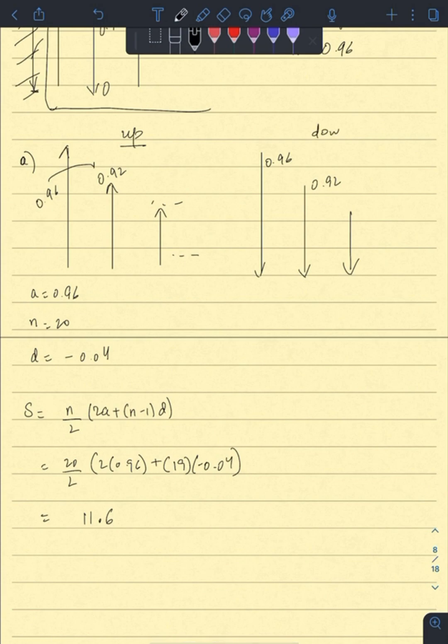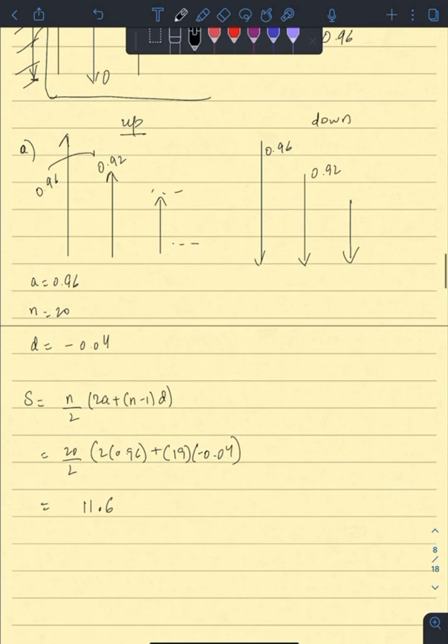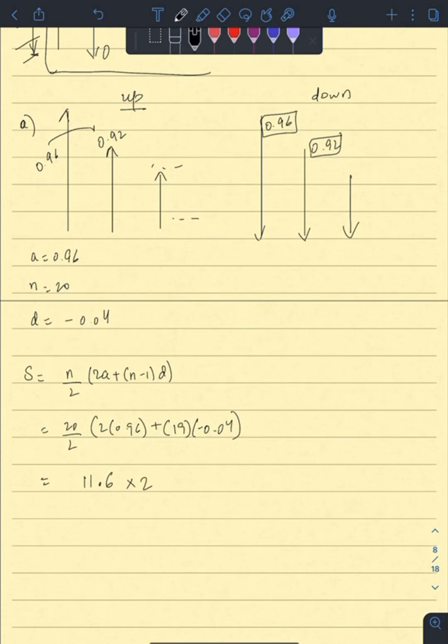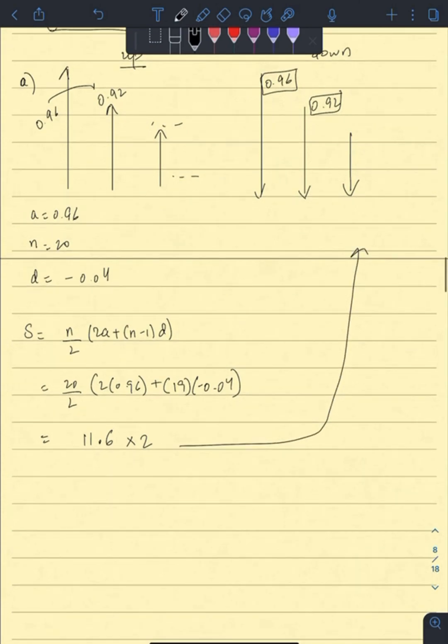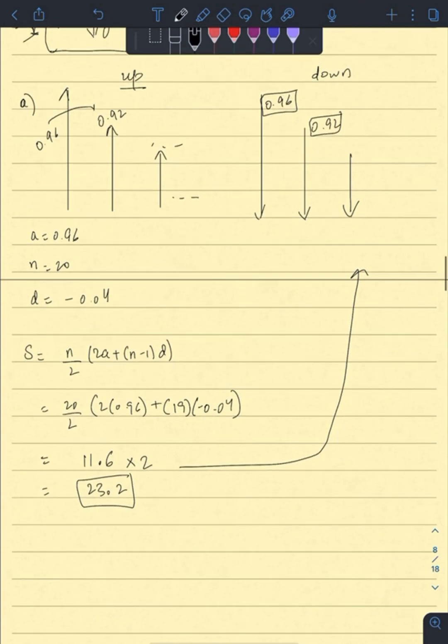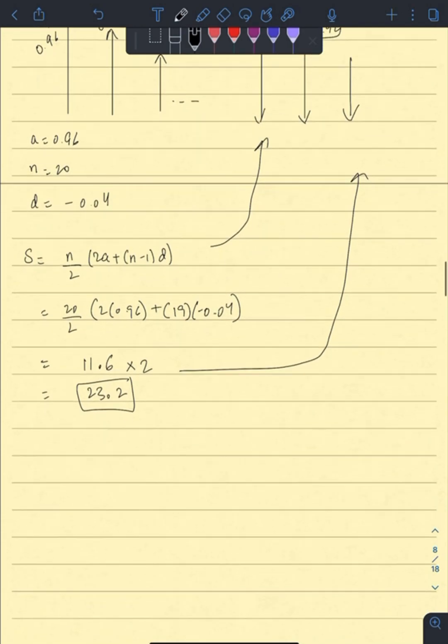Okay, so I've found for the upwards. Now for the downwards, I'll do the same. But what you have to notice here is that these terms are the same. I've already calculated for one, so I can just multiply this by 2, because it will be the same sum, right? So the final answer will be 23.2. You can separately solve this as well, but the more convenient way is to just multiply it by 2.